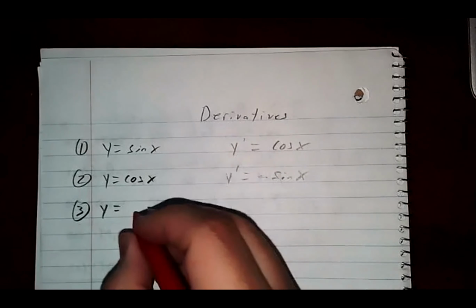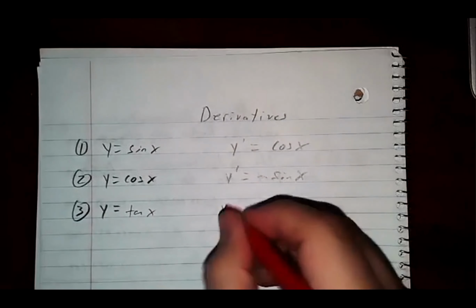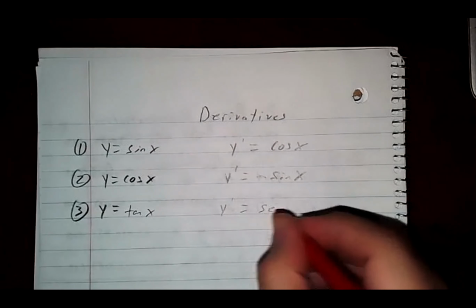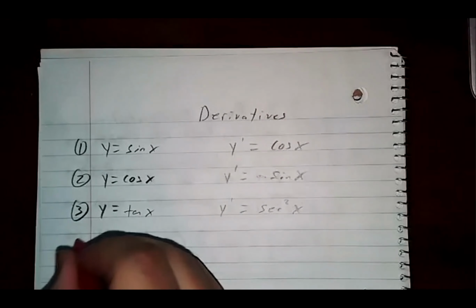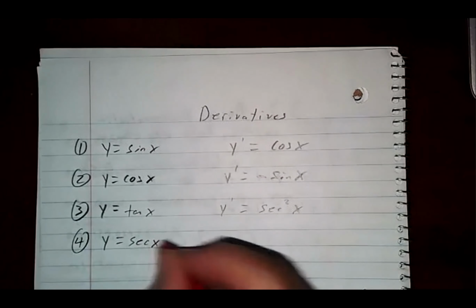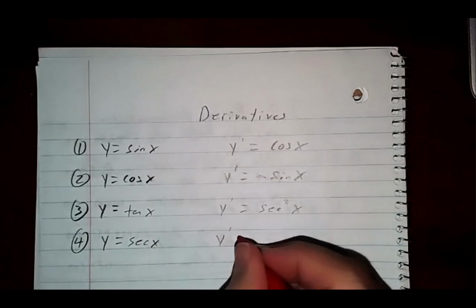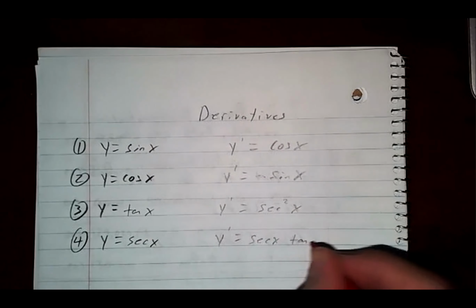Anyway, f is equal to tangent, derivative will be equal to secant squared x. If your function is equal to secant x, then the derivative of secant will be secant x tangent x.